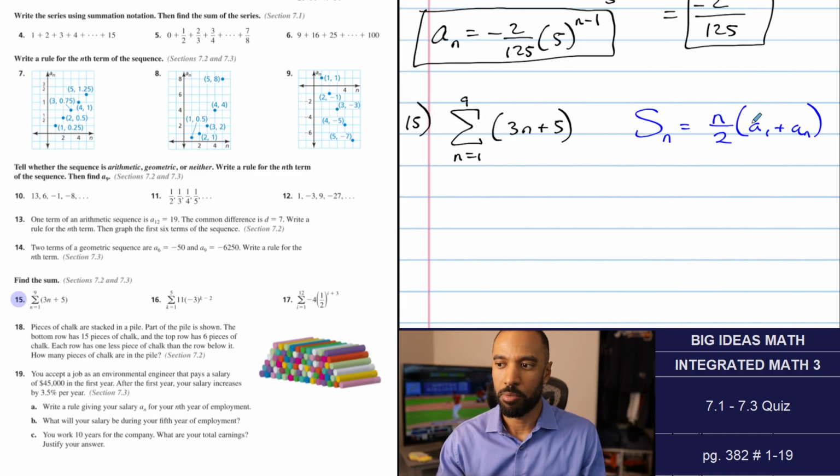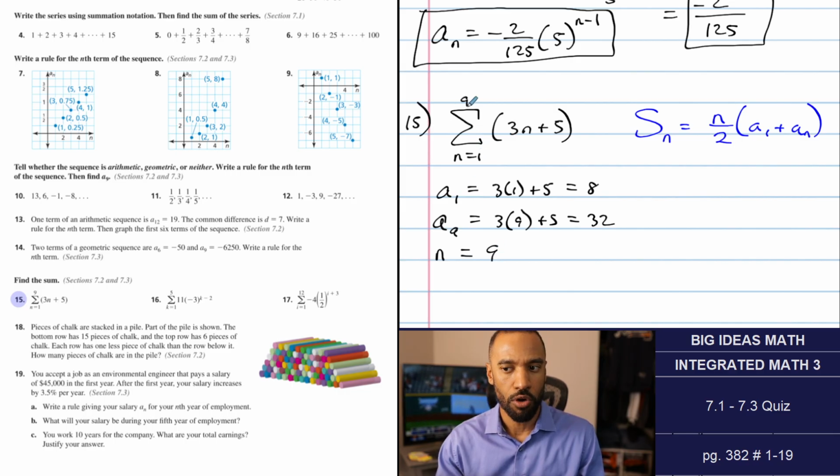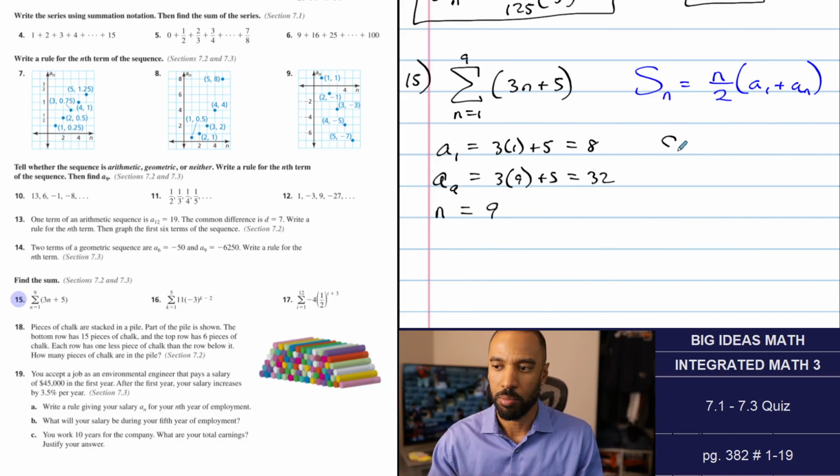Goal is we need to know the number of terms, the value of the first term, and the value of the last term. The first term is 3 times 1 plus 5, which is 8. The last term is the ninth term. The last term is 3 times 9 plus 5. 27 plus 5 is 32. And the number of terms is 9. It's not always just that number. We go from 1 to 9, which is 9 total terms. So we got to use these three numbers in your formula. S sub 9, the sum of the first 9 terms. We divide 9 by 2 and multiply by the first term plus the last term.